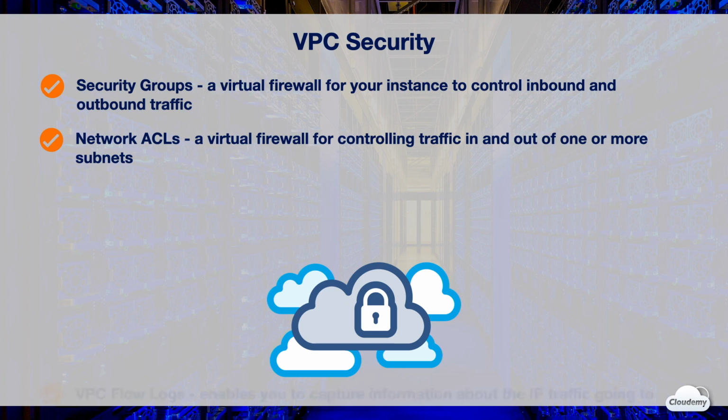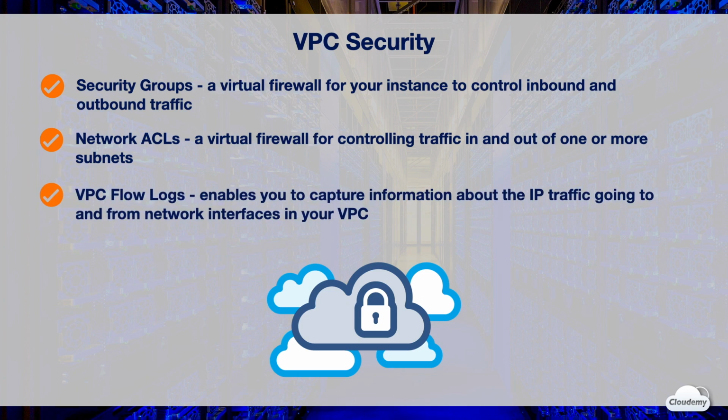VPC flow logs is a feature that enables you to capture information about the IP traffic going to and from network interfaces in your VPC. Flow logs can help you with a number of tasks, such as diagnosing overly restrictive security group rules, monitoring the traffic that is reaching your instance, and determining the direction of the traffic to and from the network interfaces.